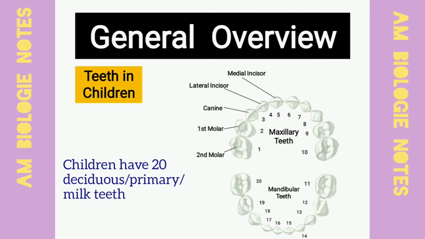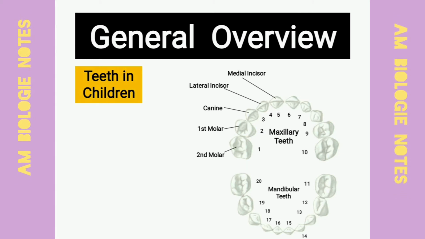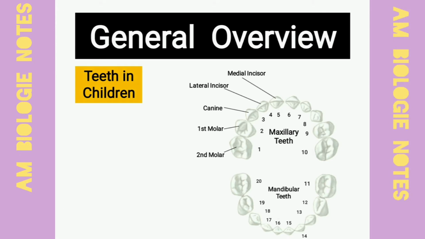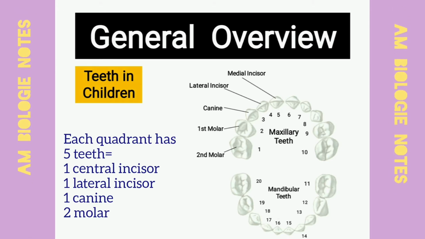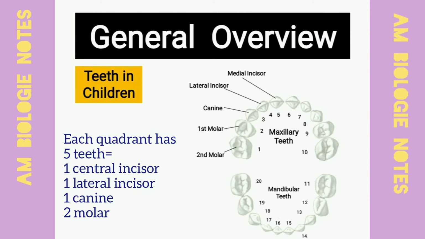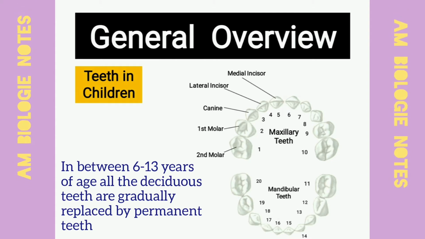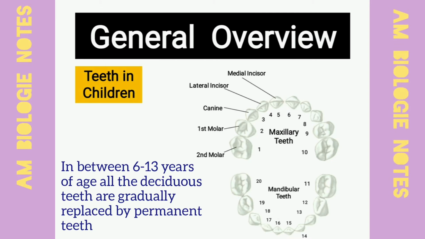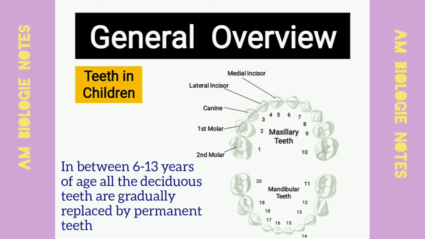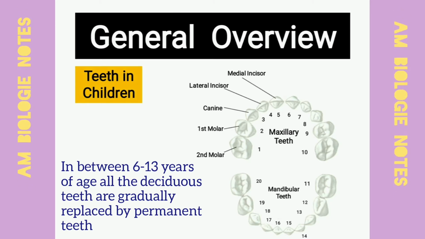Children have 20 deciduous or primary or milk teeth, 10 teeth in each jaw. So each quadrant has 5 teeth: one medial or central incisor, one lateral incisor, one canine tooth, and two molar teeth. During a period of years, usually beginning at about age 6 and ending at about age 12 or 13, all the deciduous teeth are gradually replaced by 16 permanent or secondary teeth in each jaw.